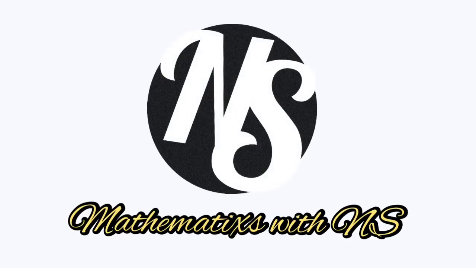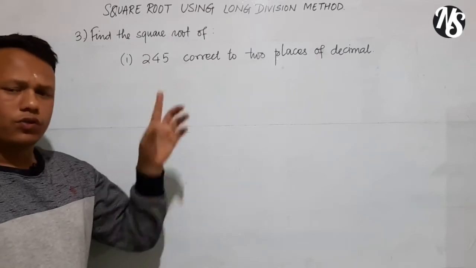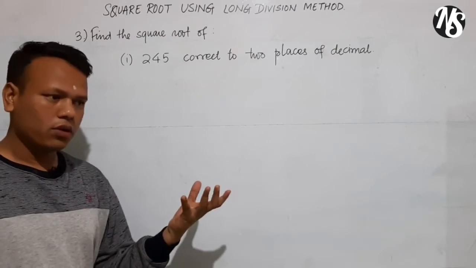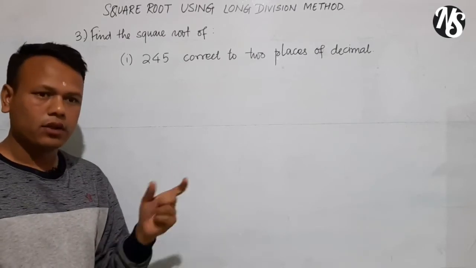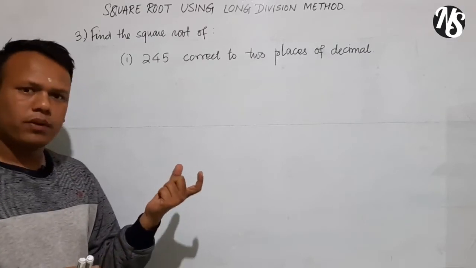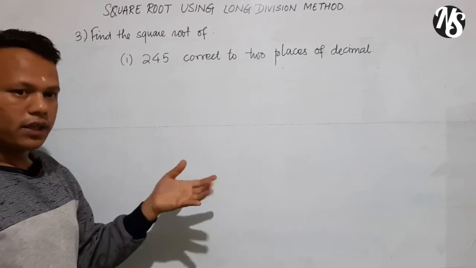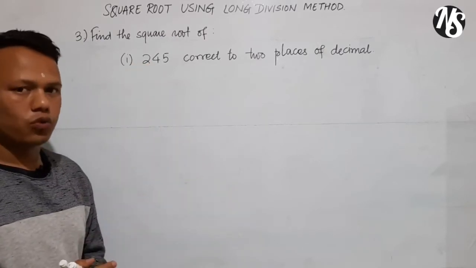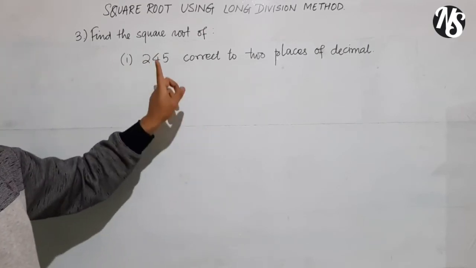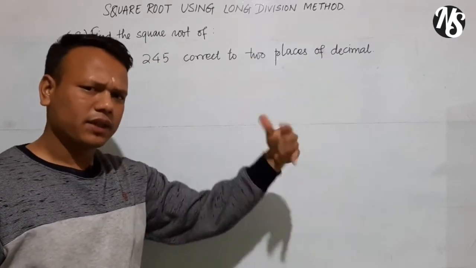Welcome back, dear students. So today we'll continue the very same topic, that is square root using long division method. Now till yesterday we saw the problems, or rather the questions, where we were able to find the perfect square root. But here in today's class we will see that we won't be able to find the perfect square root. So in such cases you will be asked to find the square root correct up to 2 decimal places, 3 decimal places, and so on.